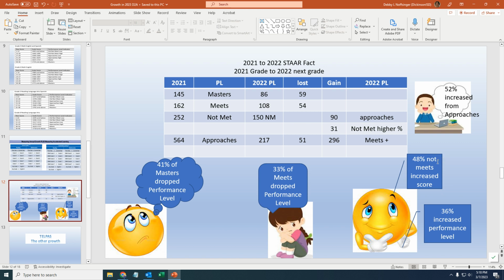Okay? We had 48% of those that did not meet increase their score, yay, and we had 36% increase their performance level. And remember, we are looking at performance levels and not scores. Okay, we had 52% of our students increase from approaches. So of all our students who scored approaches in 2021, 52% of them in 2022 scored greater.